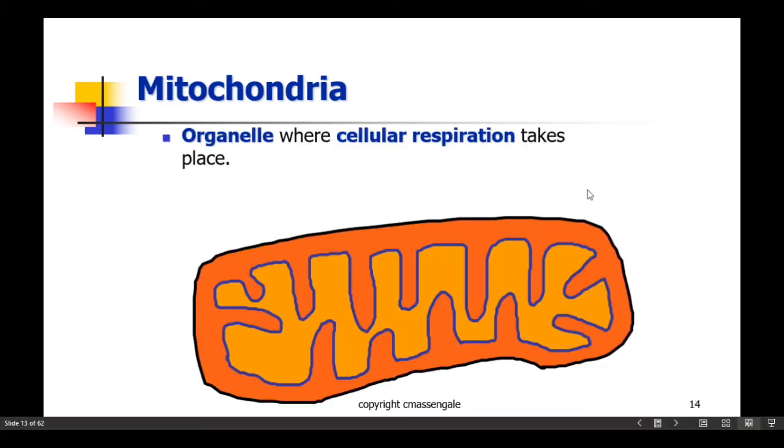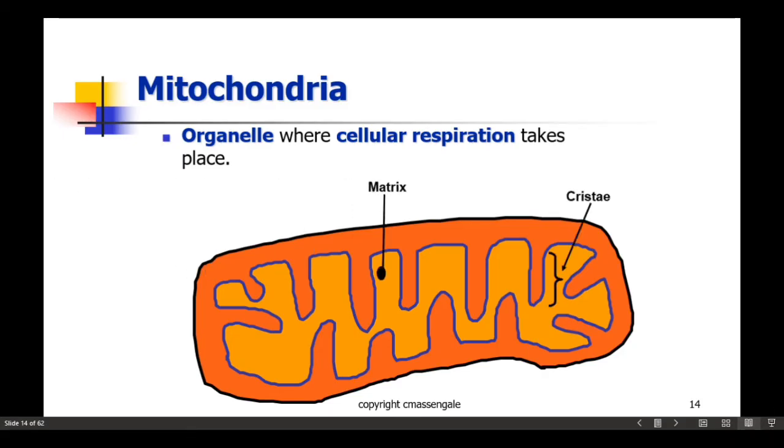Now, for eukaryotes, cellular respiration happens in a special membrane-bound organelle called the mitochondrion, plural mitochondria, which makes the mitochondrion called the powerhouse of the cell. It is because it is where the energy is generated.